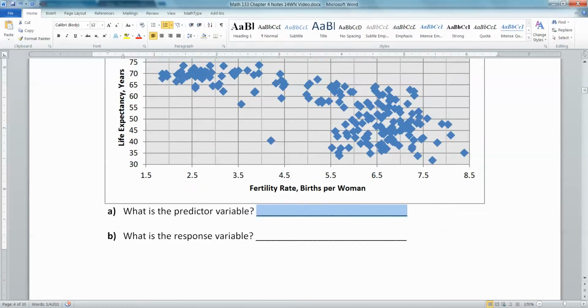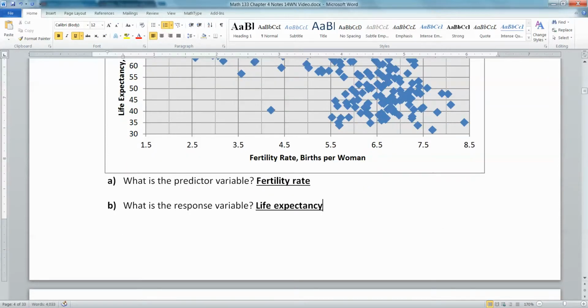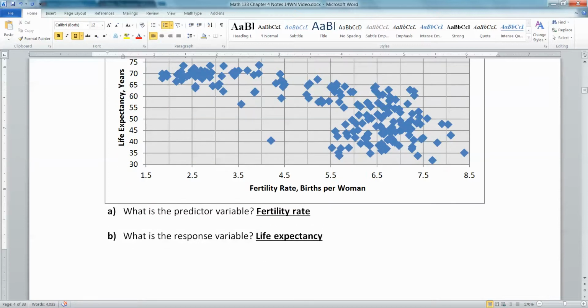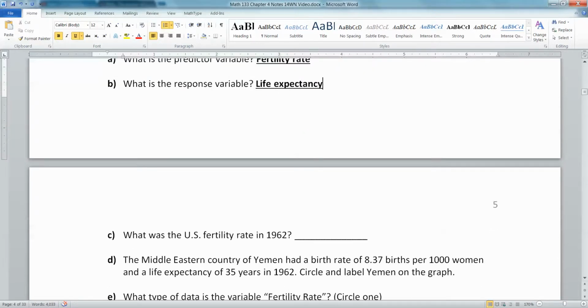So what is the predictor variable? Well, the predictor variable is, in this context, kind of the independent variable, the x. So that is the fertility rate. The response variable would be the life expectancy. And the units for fertility rate are births per woman. The units for life expectancy are years, but the variable itself was life expectancy.